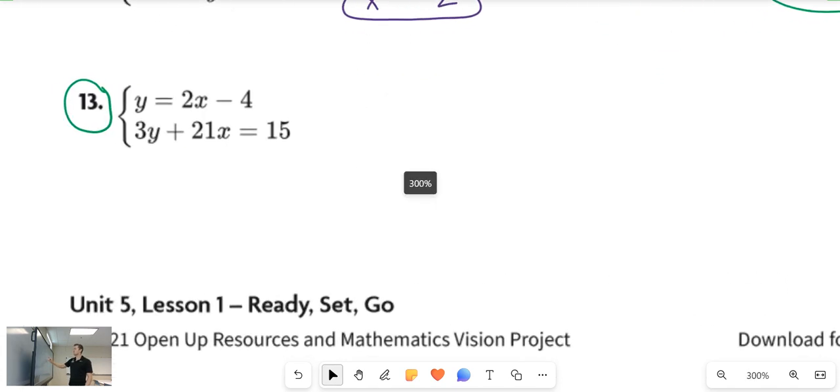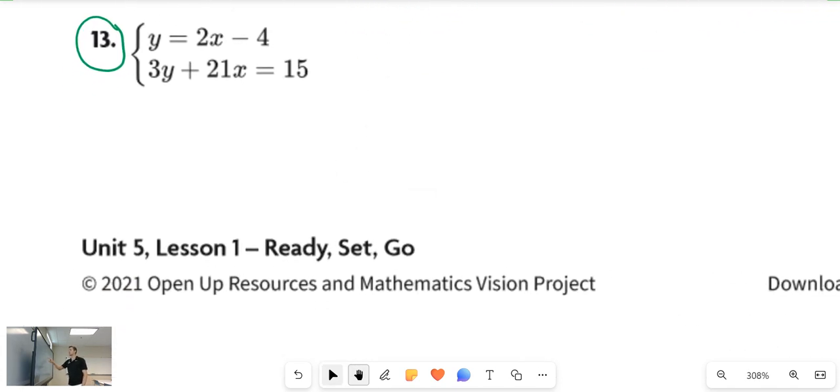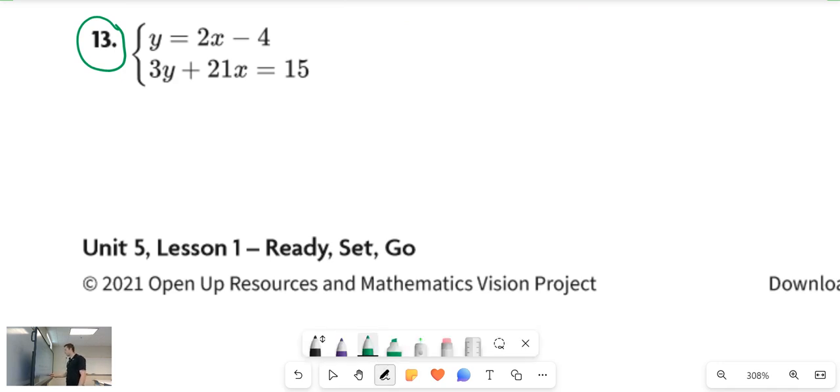All right, and the last one, we're doing number 13. Here we go. This one looks even trickier, but that's okay. We can do this. First things first, I see that there is a y equals 2x minus 4. So we're going to plug this in for that y, right? Because we already know what y is equal to, so we can just say, oh, well, if y is equal to 2x minus 4, and we have 3 of them in the second equation, we can just use that.